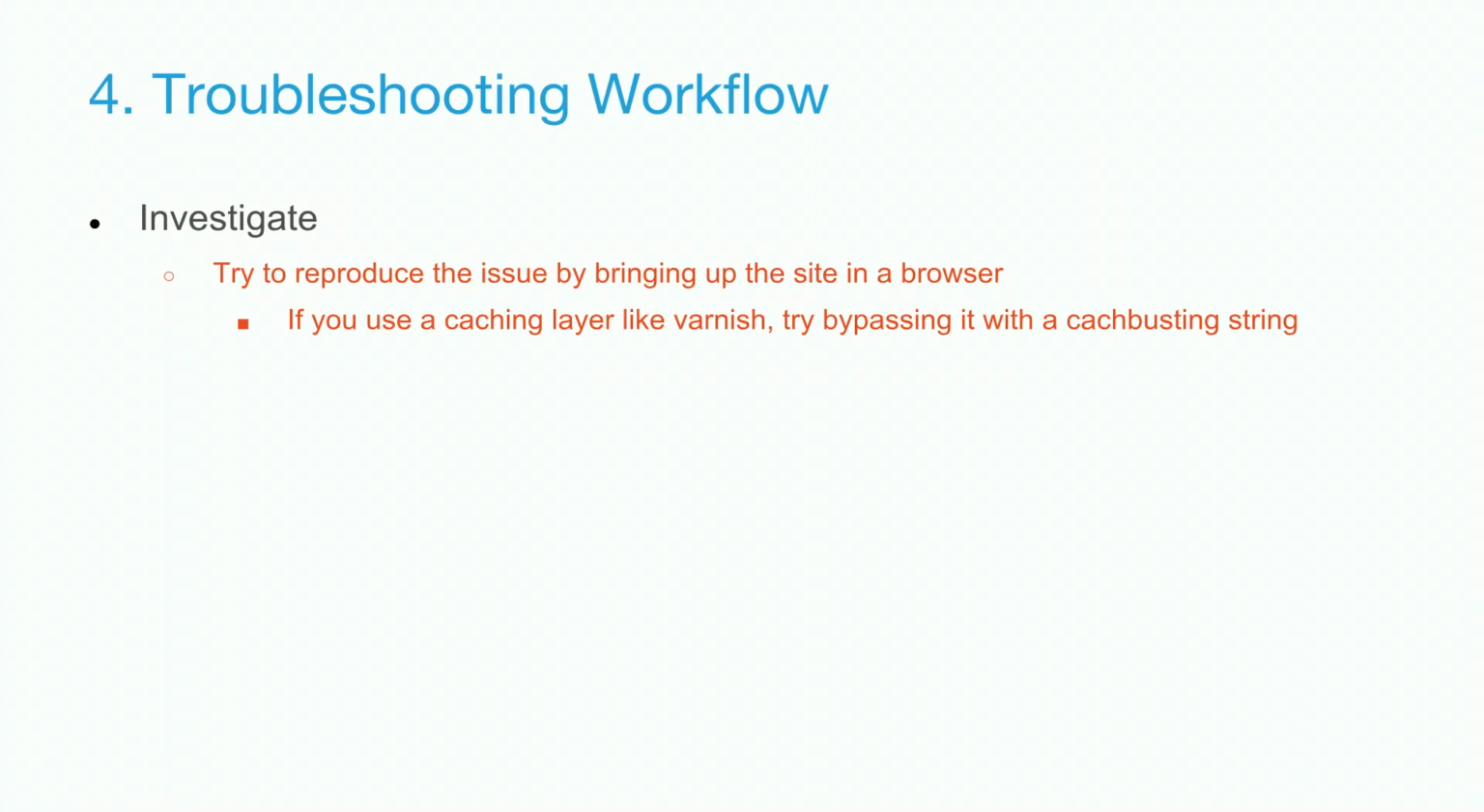Now, if you're using an external caching layer, Varnish for example, or perhaps a content delivery network, you can try bypassing it with a cache busting string, which essentially means adding a question mark plus basically anything to the URL. This should give you a fresh version of the page.